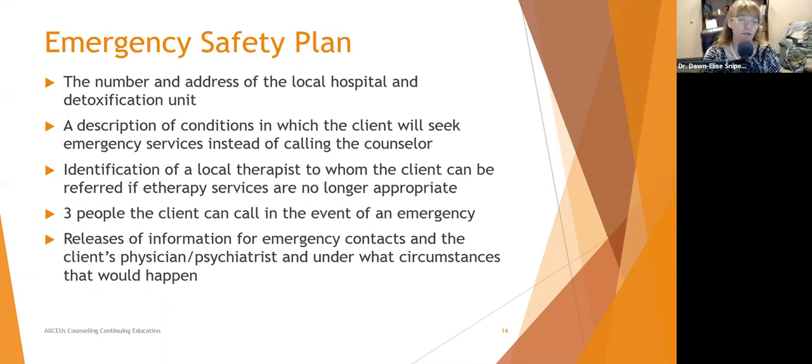Another thing you can do in those databases is find therapists that take their insurance or have a sliding scale. Also, in this plan, you should have three people the client can call in the event of an emergency. If they are feeling suicidal, homicidal, or they just need support, who can they call? And releases of information for emergency contacts and the client's physician or psychiatrist, and under what circumstances you would contact them.